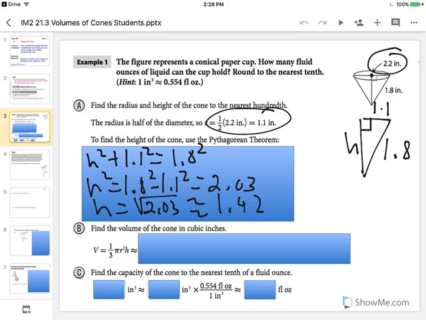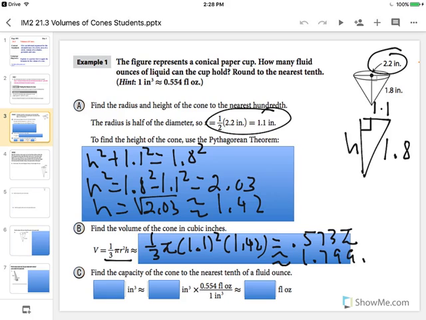Then for part B, find the volume of the cone in cubic inches. We're using this formula: 1/3 π, the radius is 1.1 squared, the height is 1.42. When we work this out, this gives us approximately 0.573π, and then using π as 3.14, this is approximately 1.799 cubic inches.